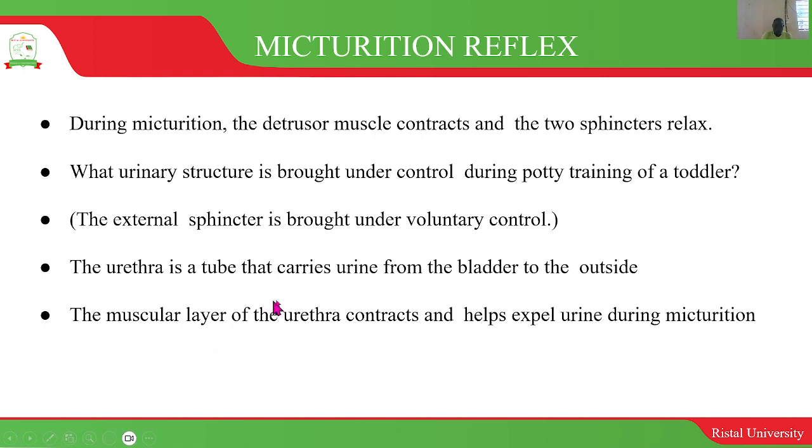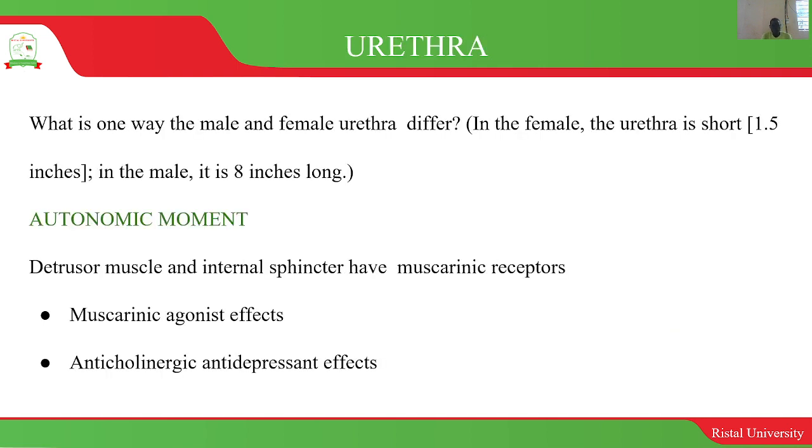The urethra is a tube that carries urine from the bladder to the outside. The muscular layer of the urethra contracts and expels urine during micturition. What is one way the male and female urethra differ? In the female, the urethra is shorter. It's 1.5 inches. In the male, it is a bit longer, an average of 8 inches. This is an average. It might not be clear cut, but of course, it's a range.